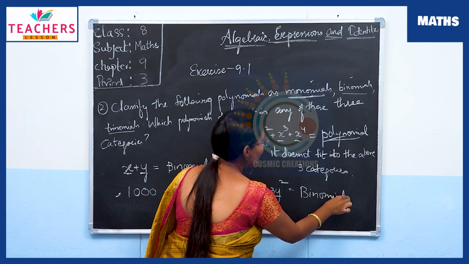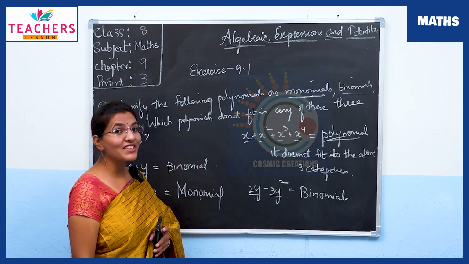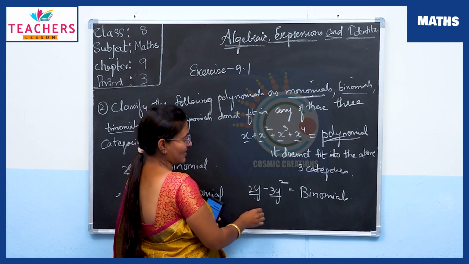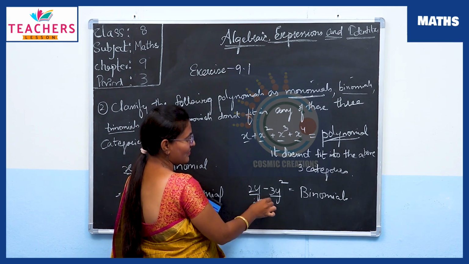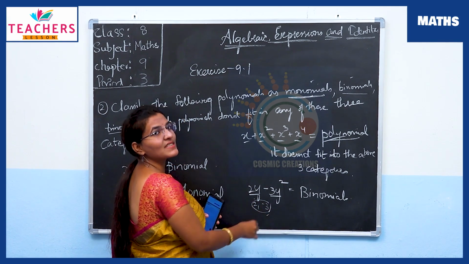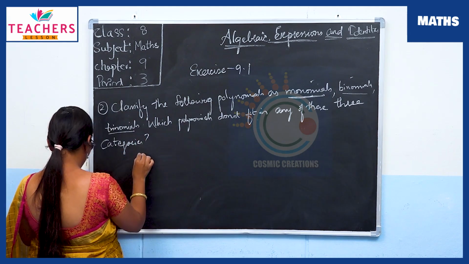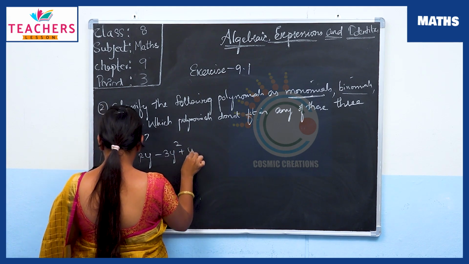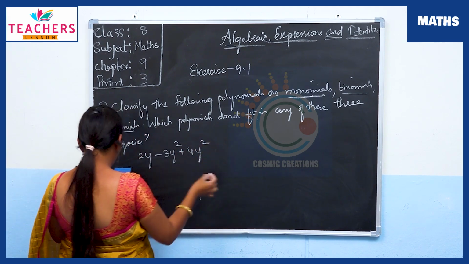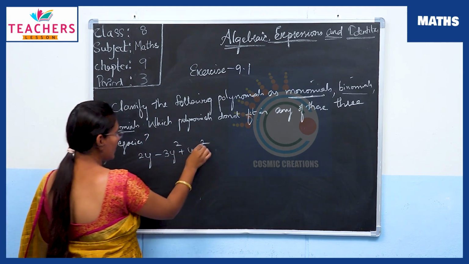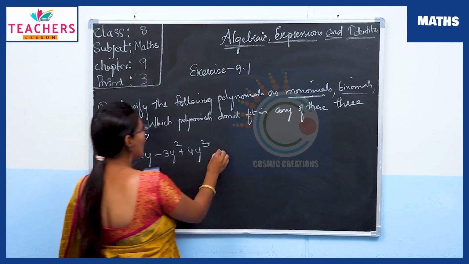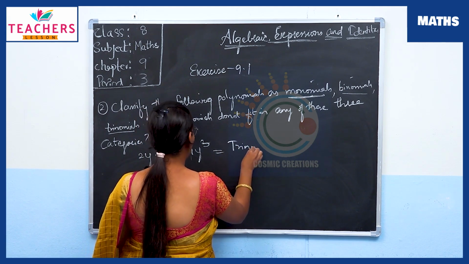So students, now can I ask you, what is the coefficient of this expression? Can you say? Yes, 2 is the coefficient, comma, minus 3. Okay, so hope you have remembered. Just recapping, right? 2y minus 3y square plus 4y cube. How many terms? 3 terms. So that means what is it? It is a trinomial. Yes, trinomial.